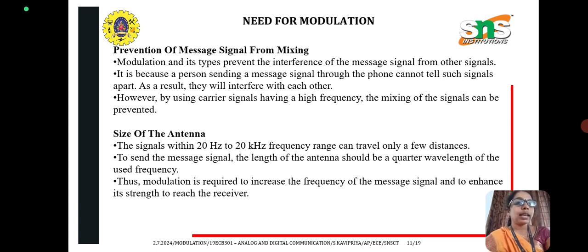If a person sends message signals through a phone, we cannot tell such signals apart, as they will interfere with each other. However, by using a carrier signal which has a high frequency, the mixing of signals can be prevented. And for the size of the antenna, signals within the 20 Hz to 20 kHz frequency range can travel only a short distance. To send a message, the length of the antenna should be a quarter wavelength of the used frequency. So modulation is required to increase the frequency of a signal and to enhance its strength to reach the receiver.